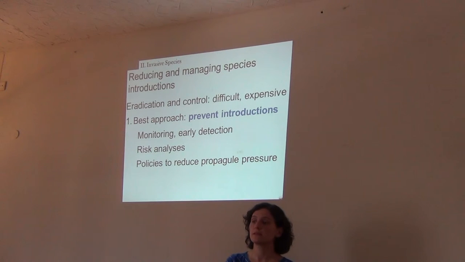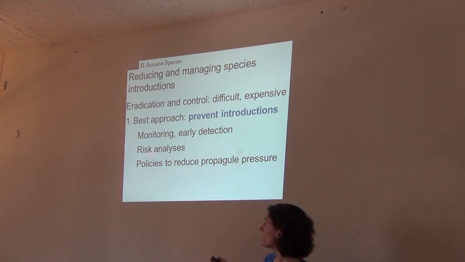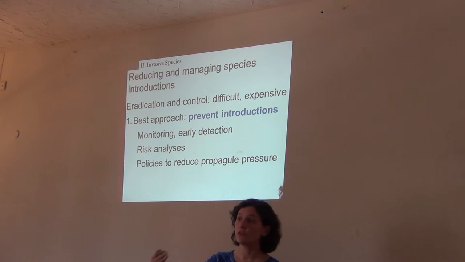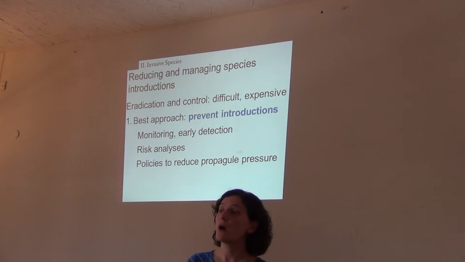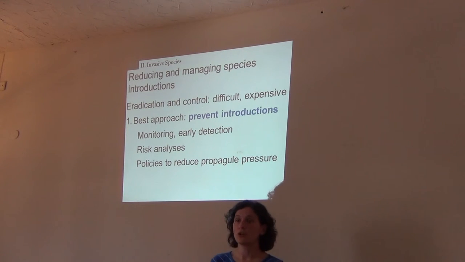We can estimate that, just like we did with the climate change examples. We estimate the potential distribution of the species in a new region, and that becomes one map that we can use, one type of information we can use in a risk analysis for a region of interest. So that gives us additional information.